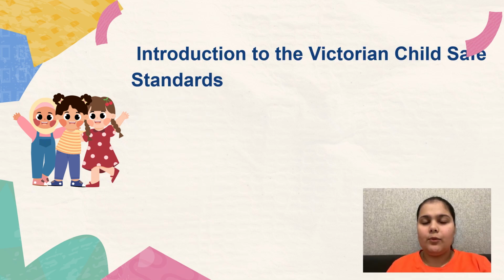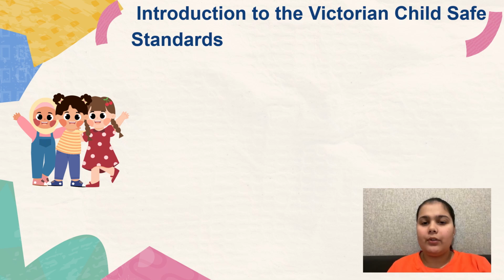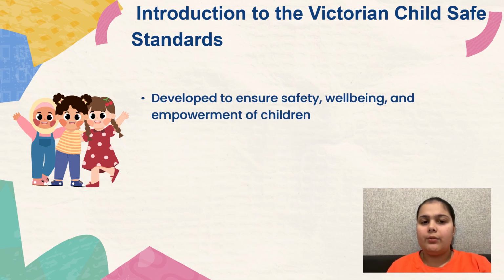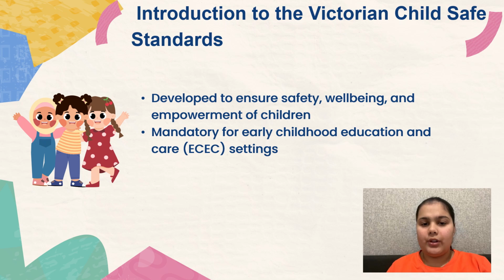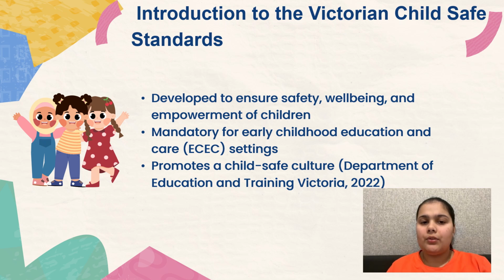Now, let's move to slide 3, which is about the Victorian Child Safe Standards. These standards were created to help protect children's safety, well being, and rights. They are mandatory in early childhood education, which means that every educator and center must follow them. The goal is to make sure every child feels safe and included, no matter their background or experience. It's all about building a strong, caring culture where children can thrive.